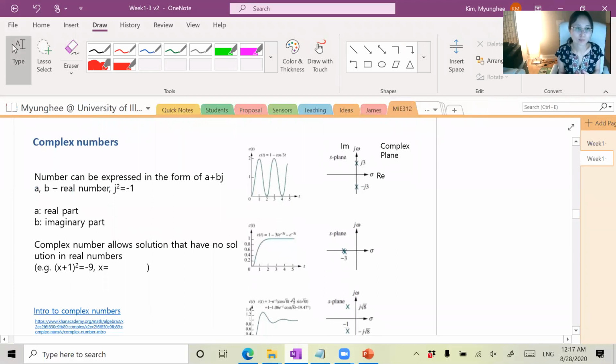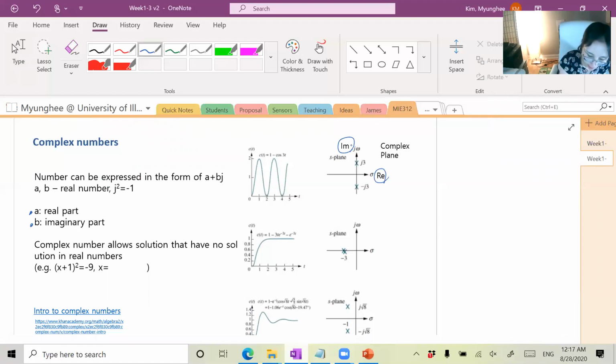So what is a complex number? The complex number is a number which has two components, a real part and an imaginary part. So it can be expressed in the complex plane. And a and b are real numbers, and j squared becomes -1.